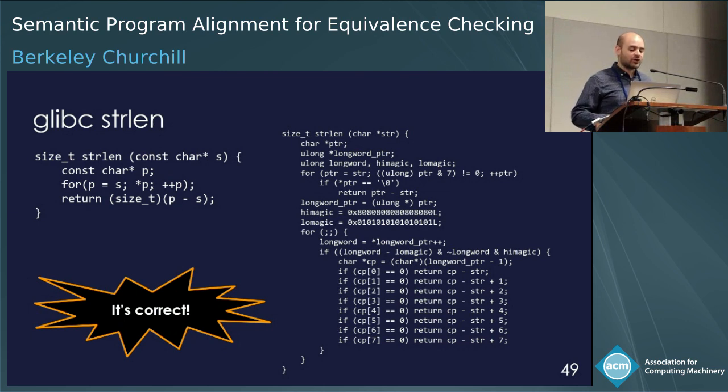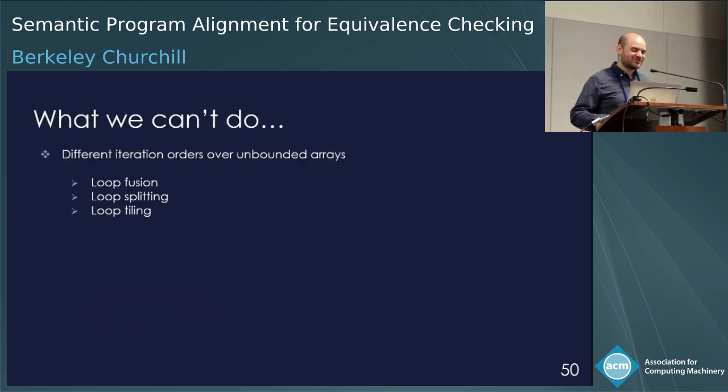So there are some things we can't do. We can't do loop fusion. We can't do loop splitting. Basically, anytime you are reordering memory dereferences over an unbounded array, we're going to have trouble with that.